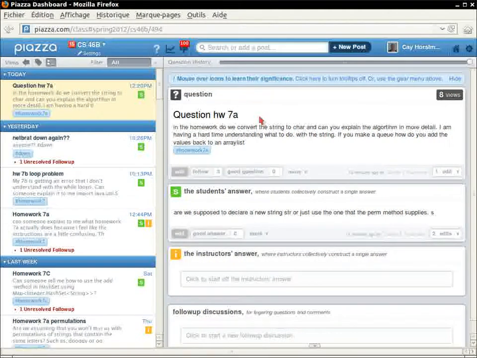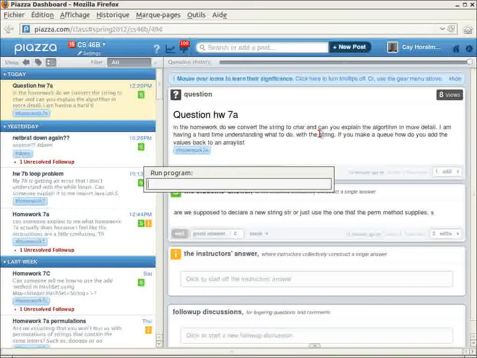Let me get started with a question that I got on Piazza. If you have more questions, feel free to add them on. So here someone had a question about how do we convert a string to the character, and can I explain the algorithm in more detail? And of course I can, so let me give that a good try.